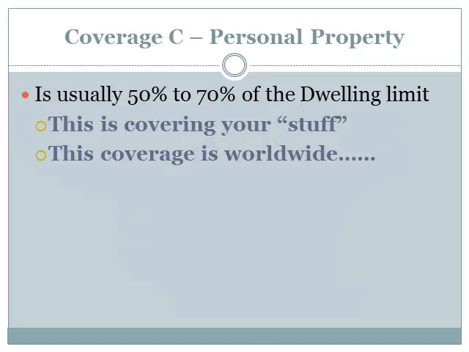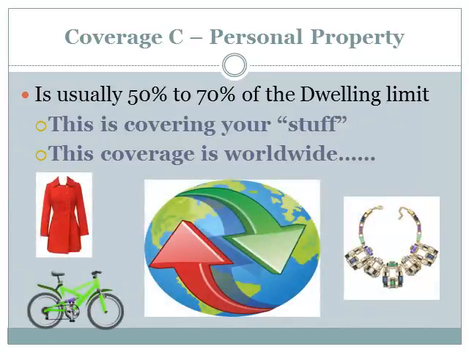The next coverage part is coverage C, personal property. Coverage C, personal property, is usually at 50 to 70% of the coverage A dwelling amount. And this is the coverage that provides insurance for our stuff. I've got a picture here of your clothes, your bicycle, your jewelry, stuff like that. And the neat thing about your personal property is this coverage is worldwide.